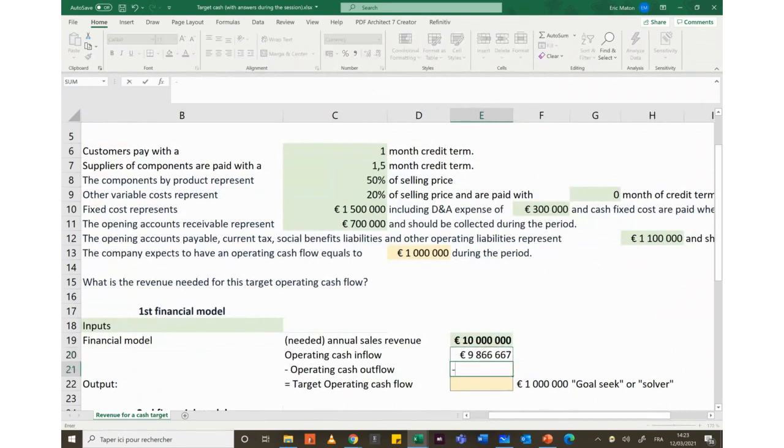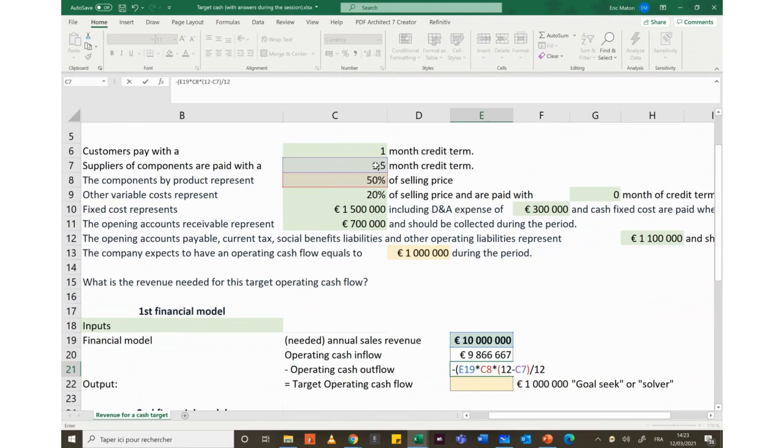In the outflow, I put in minus. In the outflow, I have to pay the suppliers of components. The suppliers of components is in function of the revenue. I spend 50% of the selling price in the components. So I have the equivalent of 50% of the sales revenue in the components expense. But I pay after 1.5 months. So I use 12 minus 1.5 divided by 12 in order to put the part I will pay during the year.